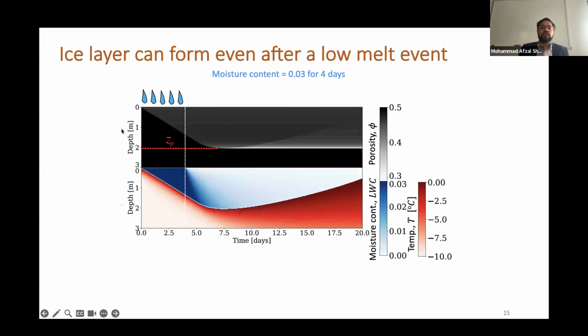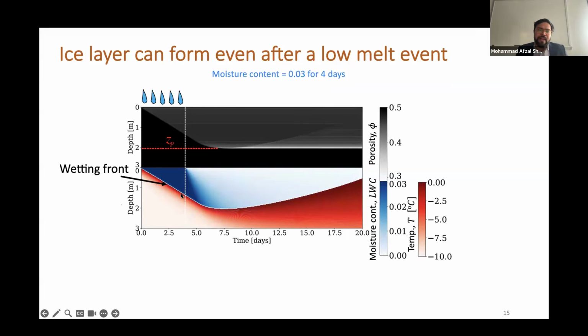Here, again, you're looking at depth versus time contours for porosity in black color. And now I have combined moisture content and temperature on the same plot. So here, what happens is, again, you have a wetting front that moves down when you supply this very small, or very low, moisture content at the surface.